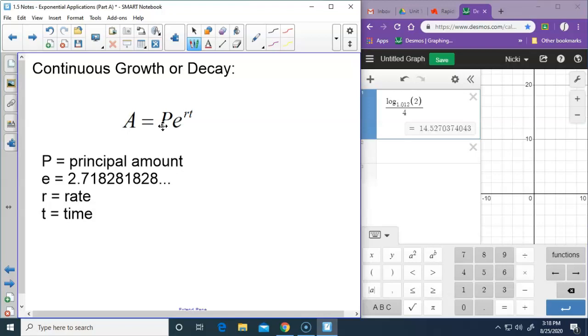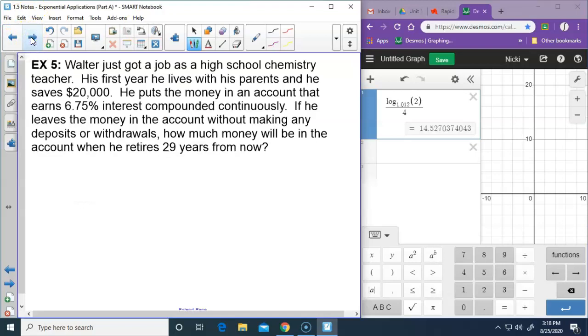Even though it looks like a variable, it is a number. R is your rate as a decimal, and T is some sort of amount of time. Okay, so let's look at how we could use this equation.